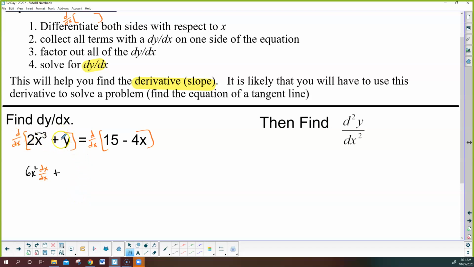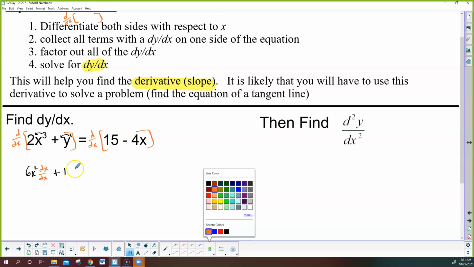All right, now I have to take the derivative of y. Well, technically, there's a 1 up here. The 1 comes down. And then this becomes 1 minus 1, or y to the 0 power, which goes away. However, we're taking the derivative of y with respect to x.